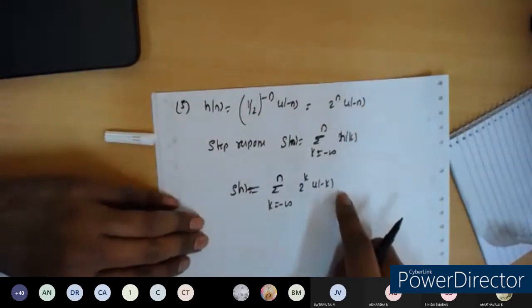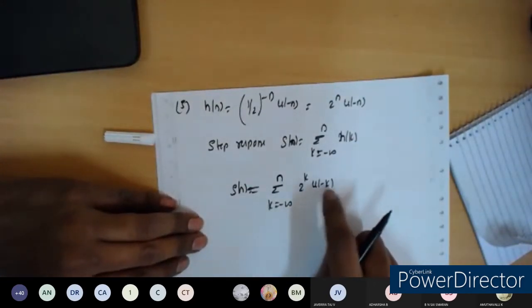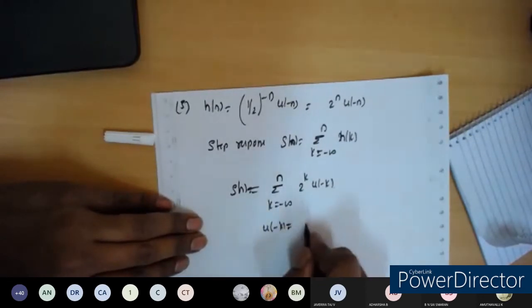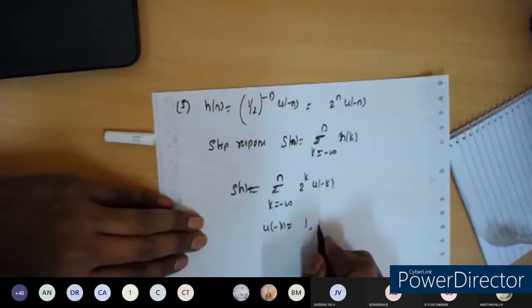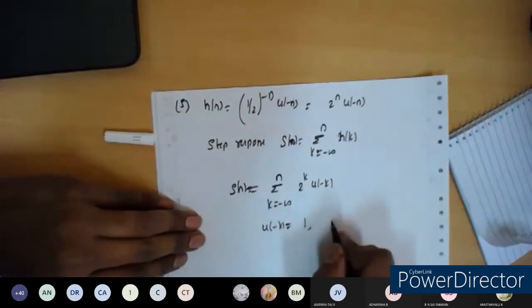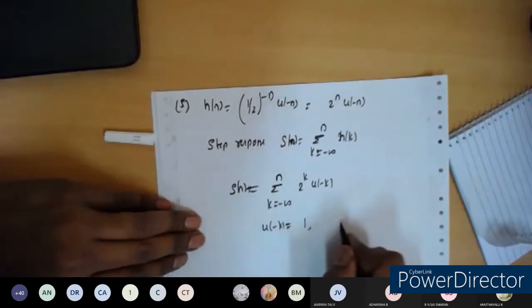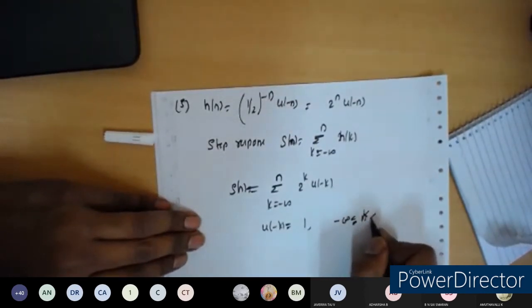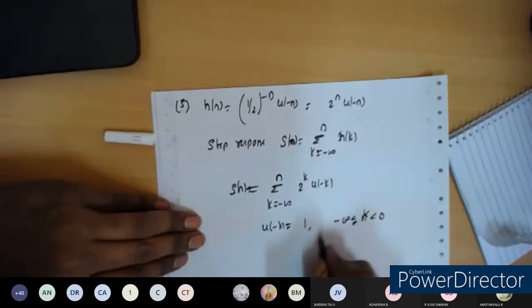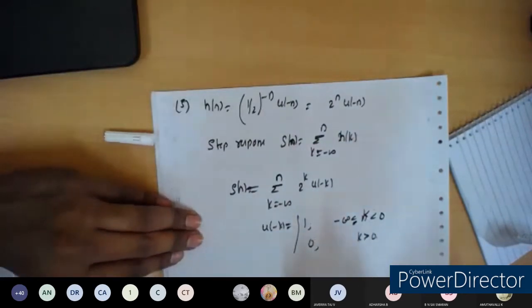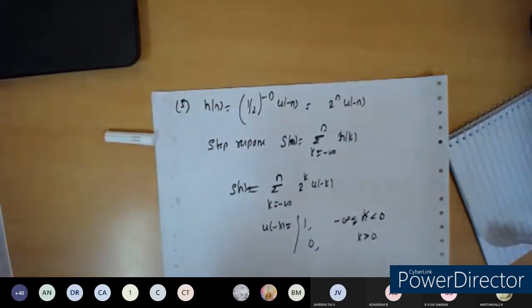Done, right? Okay, so now let us take u of minus k here. So consider u of minus k. We know that u of minus k is equal to 1. So from where to where? This is equal to 1 for minus infinity less than or equal to k less than or equal to 0, and 0 for k is greater than 0.